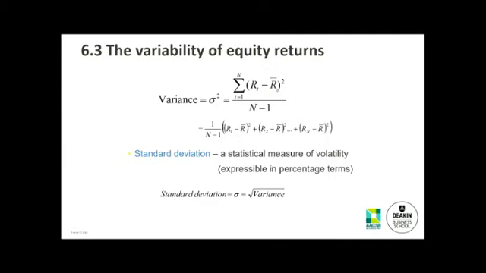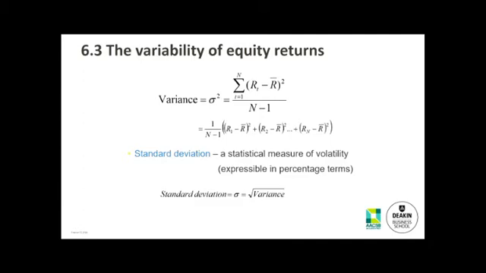R hat or R bar is your average return. Okay? RT minus R hat gives you the magnitude of up and down. Am I right? Do you agree? Do you still remember the graph I showed you, up and down? RT minus R hat gives you the magnitude of up and down.